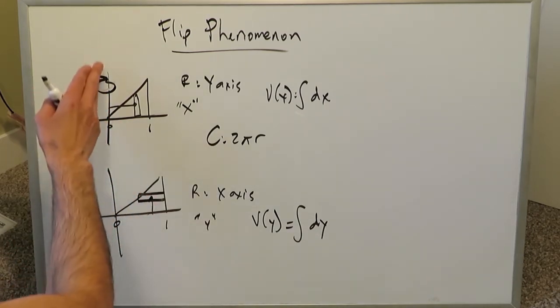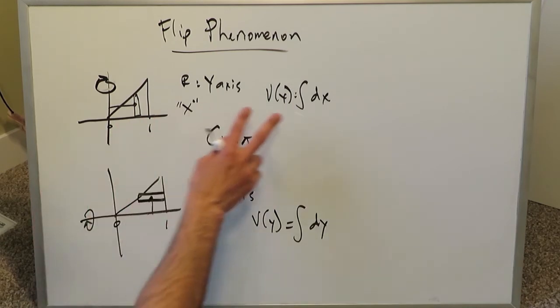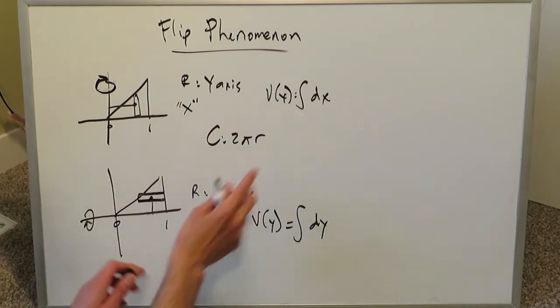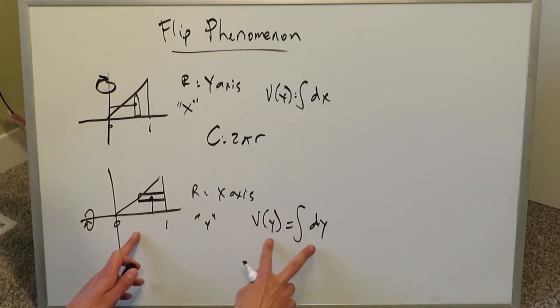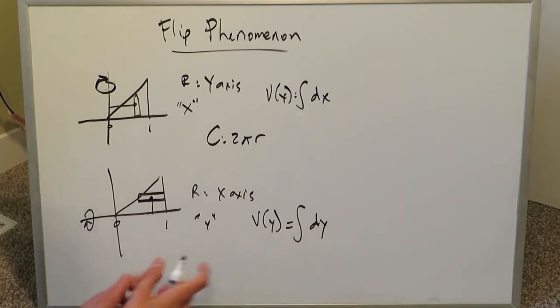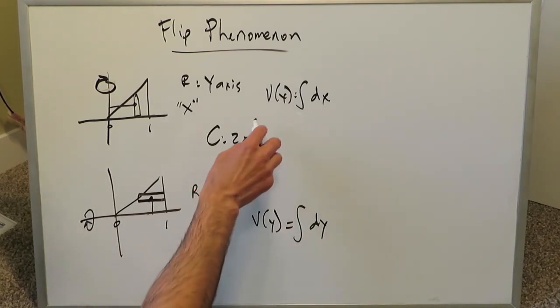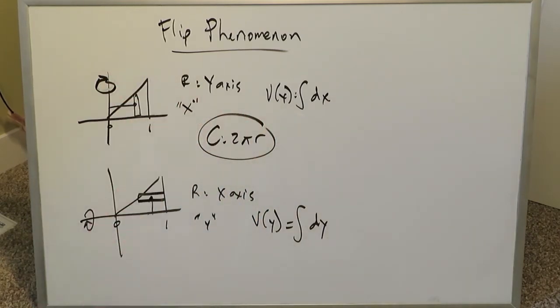For cylindrical shells, vertical lines of rotation and axis give rise to integration with respect to dx. For the same technique, horizontal lines of axis and rotation give rise to volumes with respect to y and dy, integrations such as how I'm showing you right here in this exemplified manner. This is the flip phenomenon that you have to keep in mind for the cylindrical shell technique.